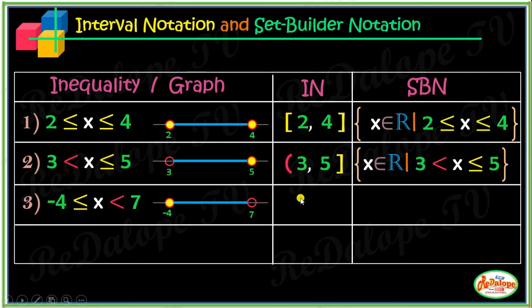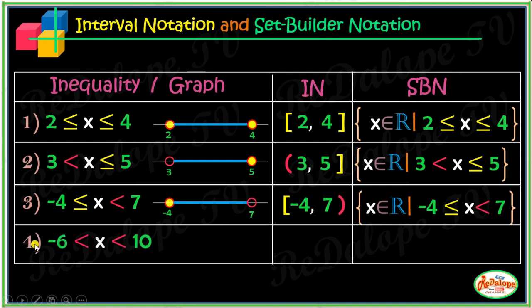So the interval notation for this inequality is open bracket negative 4, comma, 7, close parenthesis. And for SBN, we have x is an element of R such that x is greater than or equal to negative 4 but less than 7.